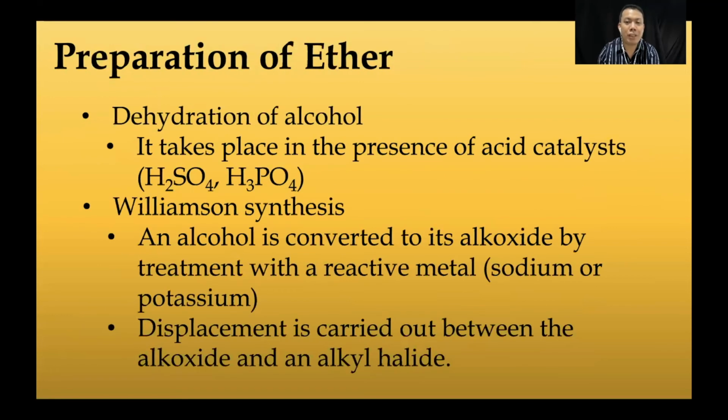Now, for the preparation of ether, one is dehydration of alcohol. So it takes place in the presence of acid catalysts. These are the catalysts which do not mix with the reactions, but they speed them up. So we have here sulfuric acid and then phosphoric acid.